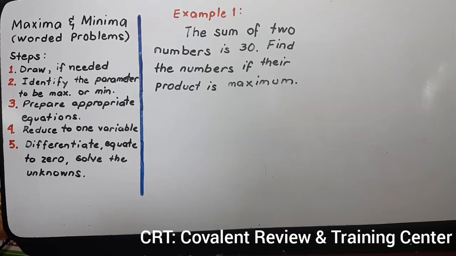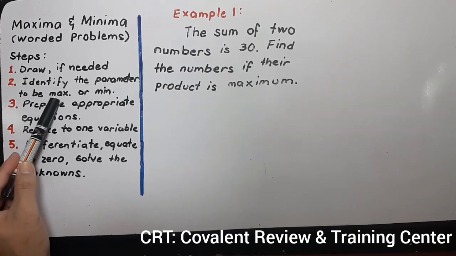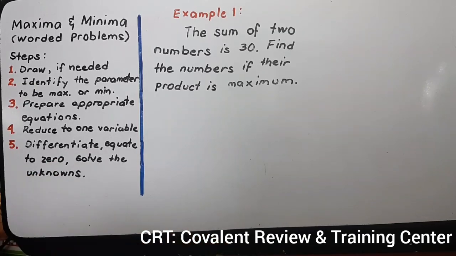In this video, we will discuss maxima and minima worded problems. We will follow 5 steps here. Step 1, draw if needed. Step 2, identify the parameter to be maximized or minimized. Step 3, prepare appropriate equations. Step 4, reduce to one variable. Step 5, differentiate, equate to 0, and solve the unknown parameters.